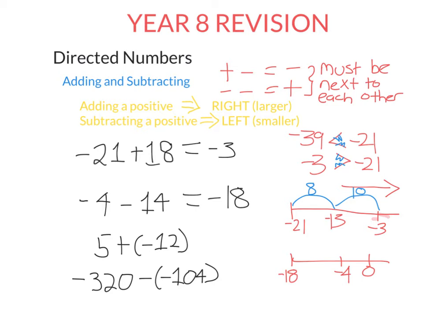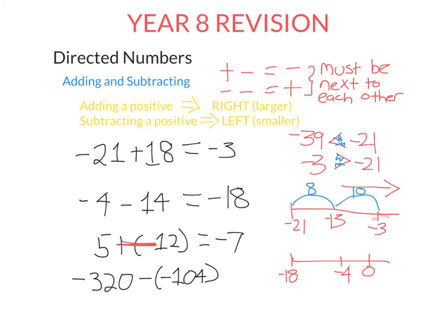So when you're adding and subtracting directed numbers, if you have a positive sign next to a minus sign, then you can just combine that into one minus sign. So I can just turn this into 5 minus 12. Again, if you want to use a number line, that's fine, but the answer I get is minus 7. Because I ended up subtracting a positive, I ended up with a lower number than I started with.